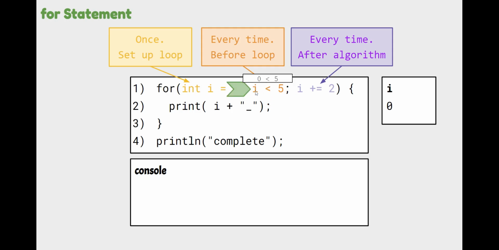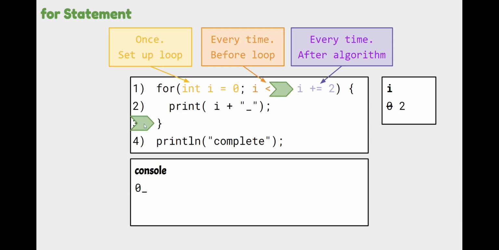Next, we have our looping condition. We need to do that before we get into the loop one time. We have to make sure that this evaluates to true. i is 0. We're asking if 0 is less than 5, and that evaluates to true. That means we get to go inside the loop and print i and an underscore, which we see in the console. We printed 0 underscore.